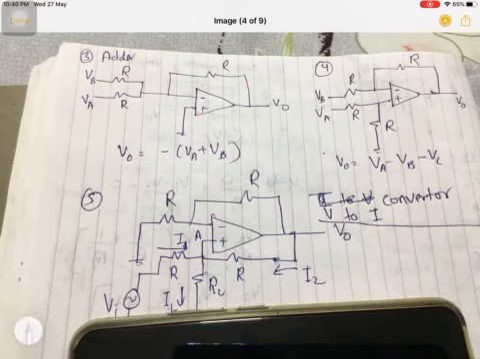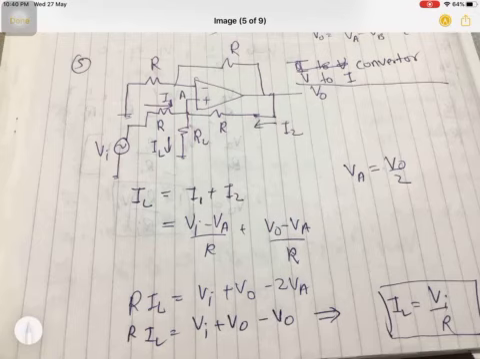Now, there are a few more circuits. Adder circuit. This is a subtractor circuit. I have drawn the circuit. You have to apply KCL and draw the result. The result comes out to be like this: Vo equals minus Va plus Vb, and you have to try to match the result. If you are not able to get the answer, just WhatsApp me and we will discuss in the group.